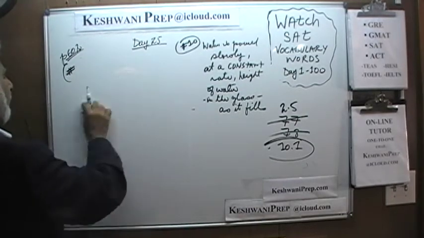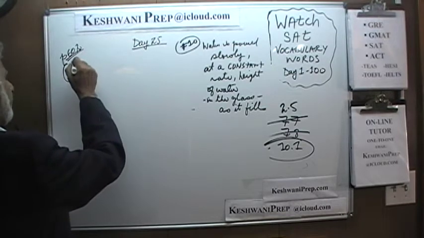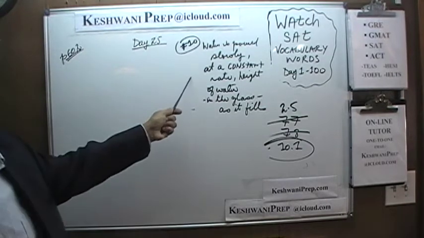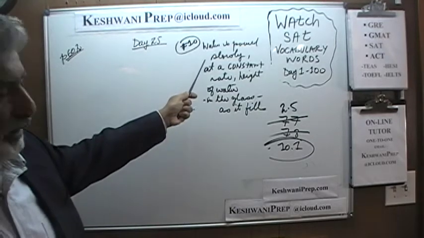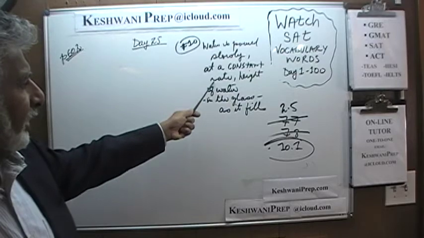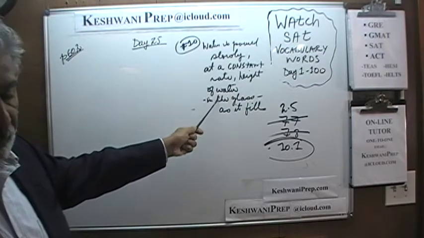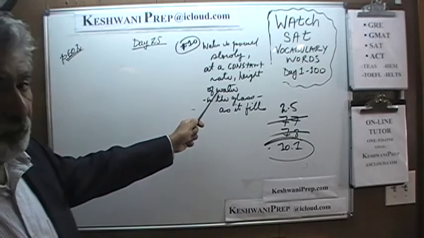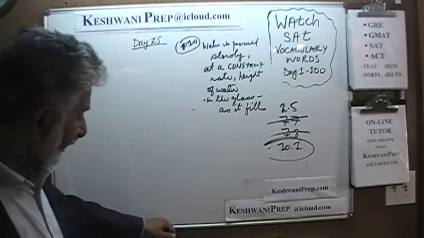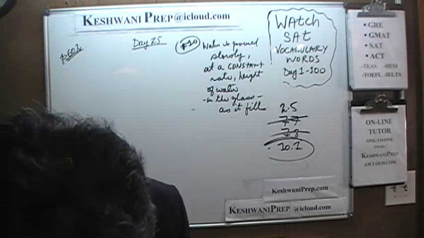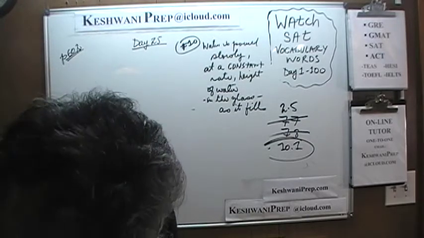Number 10. It's already written here. I wrote it ahead of time because otherwise it would have taken too much time. It says the water is poured slowly at a constant rate, and we're given some different graphs. Our job is to identify the appropriate graph that would depict the height of the water in the glass. Let's look at the answer choices, and we'll talk about each one of them one by one.